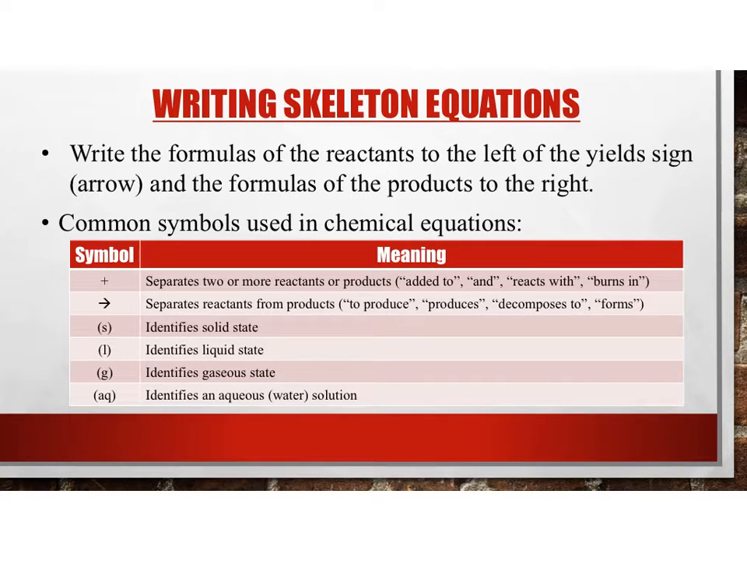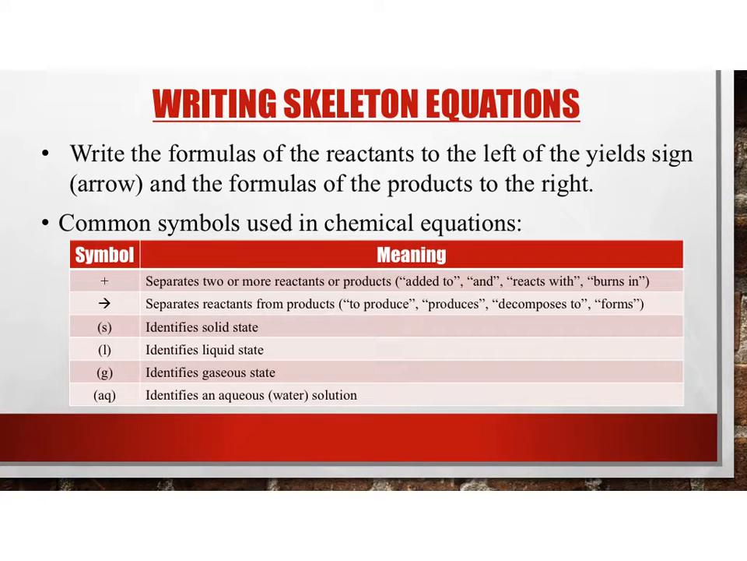Some common symbols that we'll use are the plus sign. That's going to separate two or more reactants or products. And some verbs that we would look for in our word equation that would tell us we need to use a plus sign are: added to, and, reacts with, burns in. So when you see those verbs, we're going to put a plus sign in our equation.